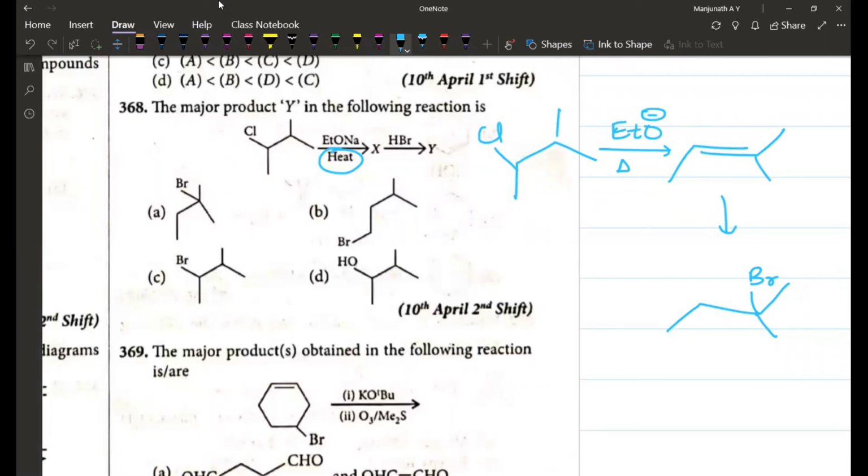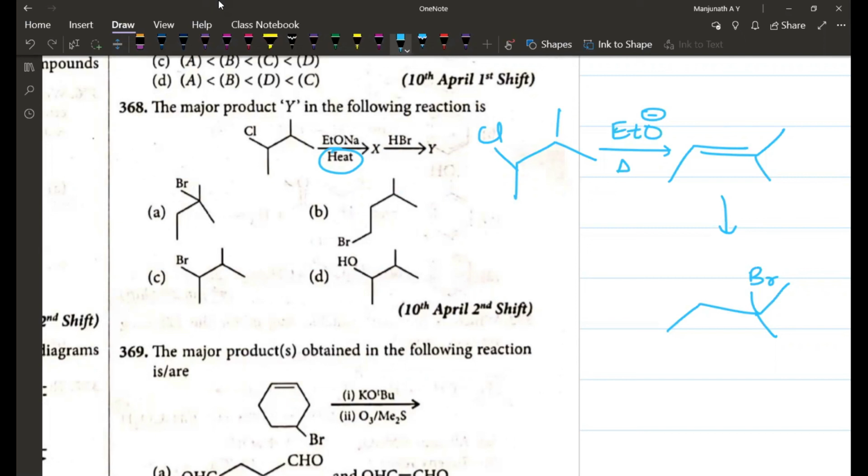Naman, what did you tell me? Sir, EtO minus is a bulky base, sir. Option A, sir. It is not bulky, yaar. EtO minus is not considered bulky. It will do E2 only. It will not do E1. Sorry, it will not do Hoffman elimination. It is Zaitsev only. Okay. So it's option A.